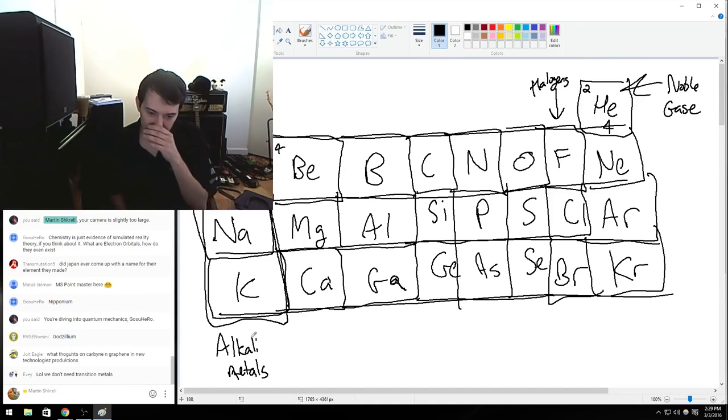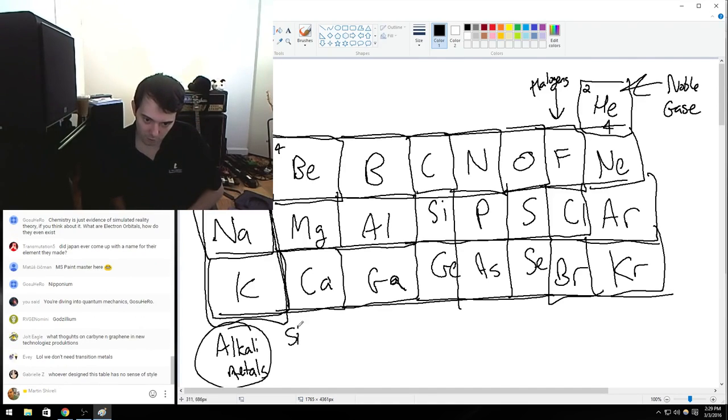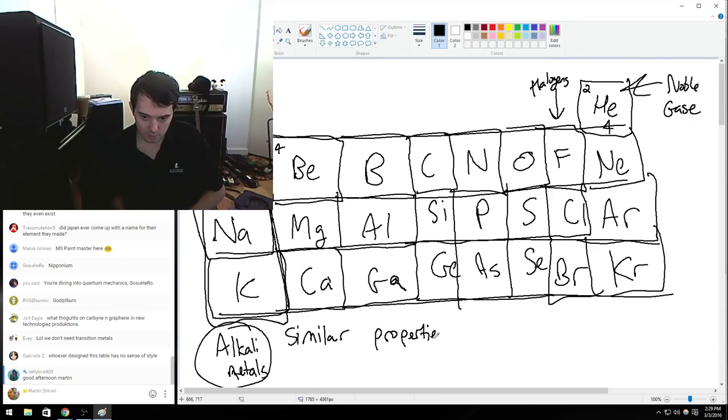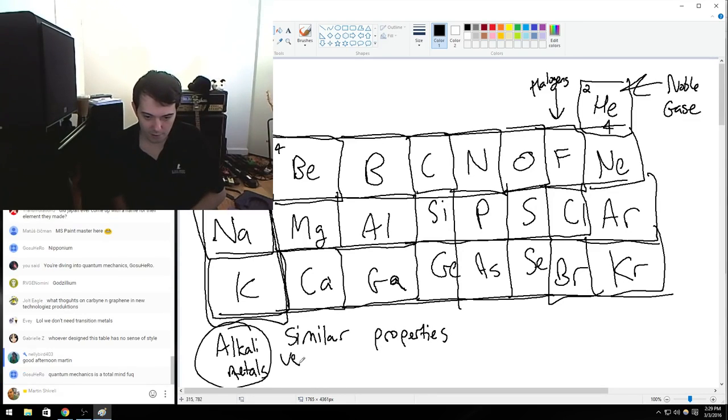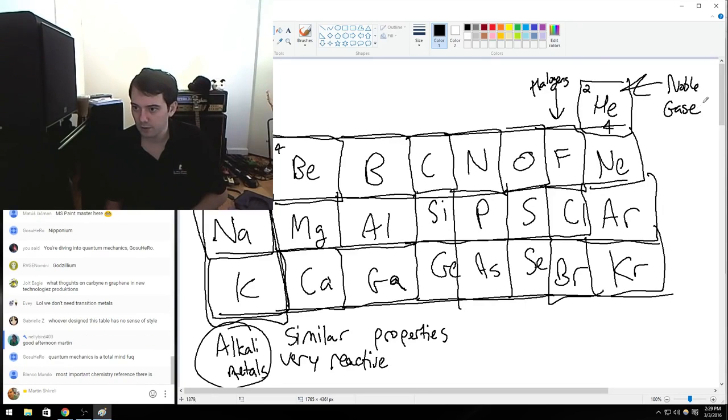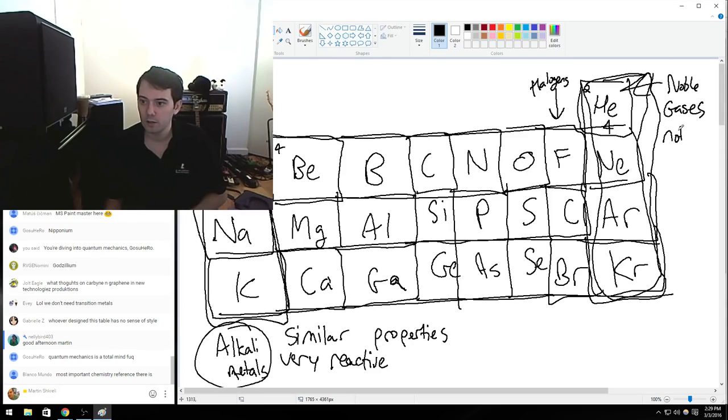Interestingly, the groups, we group them because they have similar properties. The alkali metals, for instance, are very active, very reactive. Noble gases, not reactive. All of these are noble gases: helium, neon, argon, krypton, and they're all non-reactive. Halogens are all very reactive.